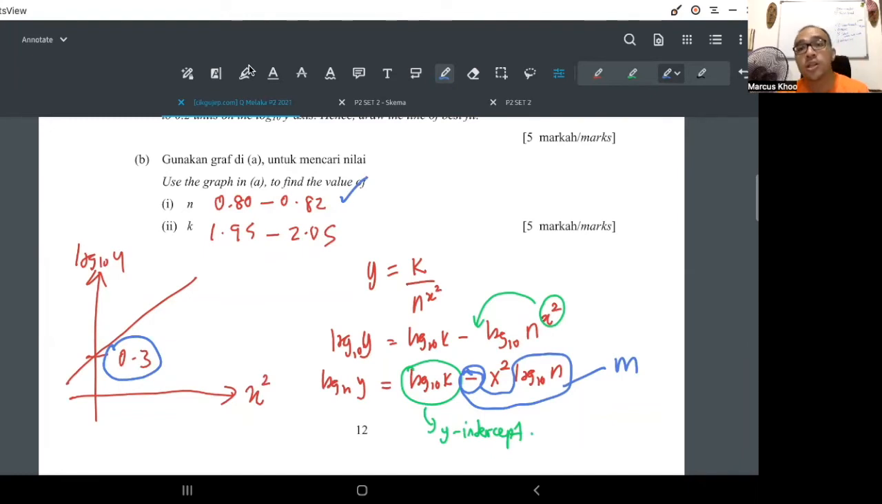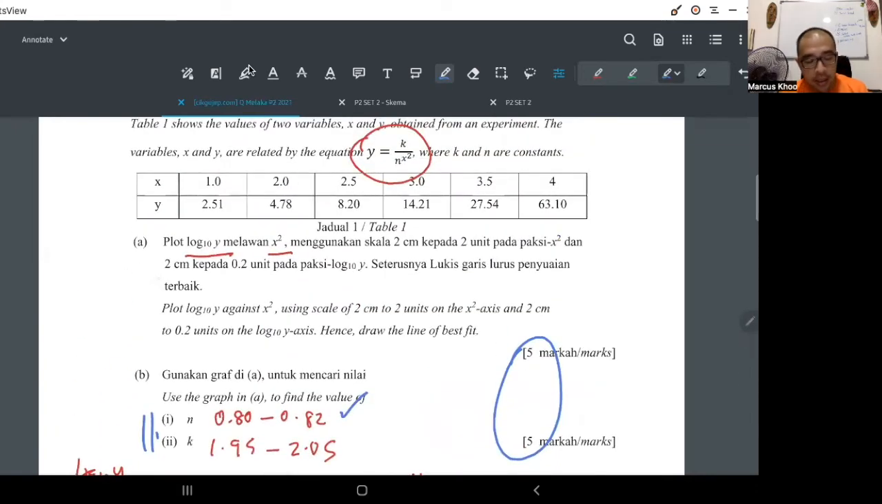If you haven't done this question, give it a try and make sure you try to get the answer within this range. If you can get it, this is 10 marks in your hand already. And I want to remind all of you, it doesn't say here that you have to make a table, but it is always a good practice to do a table. Actually there are marks for the table according to this scheme. So it is always good practice to do a table of x squared and log 10 y. Please know this.